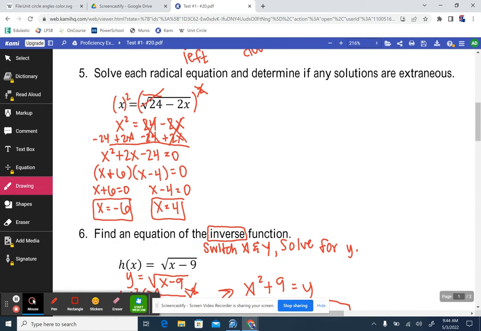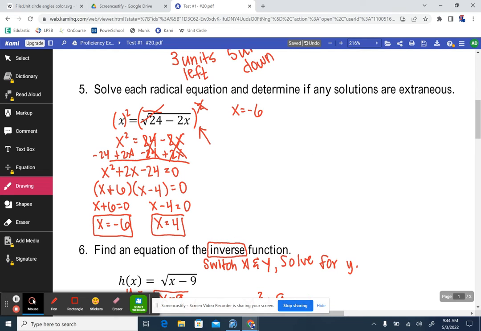Now that you've solved for x, you need to see if you substitute those numbers into the original equation up here, do you get a true statement? Is it actually a solution? Or do you get a false statement and it's extraneous? So let's do that. Let's start with x is negative 6. Is negative 6 actually a solution?